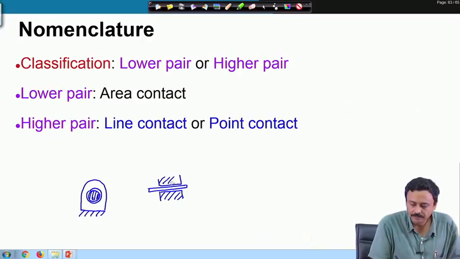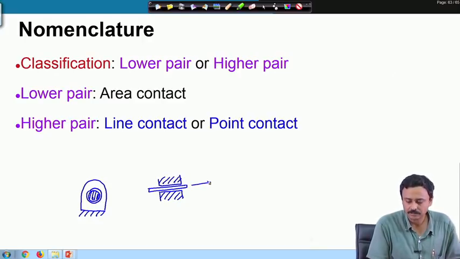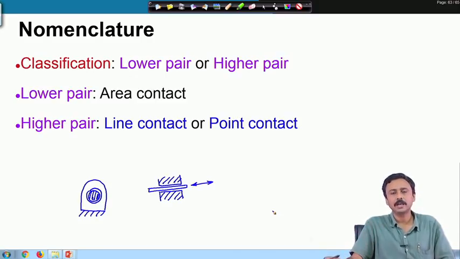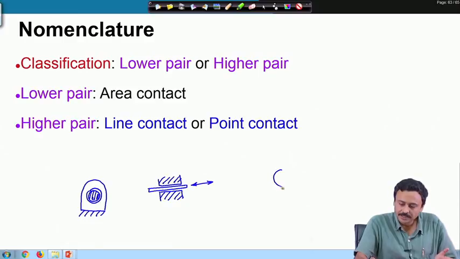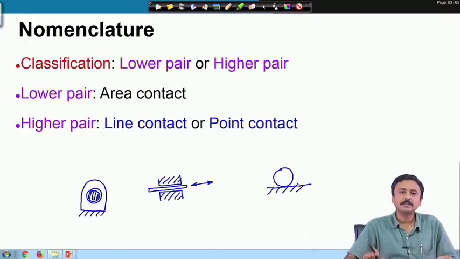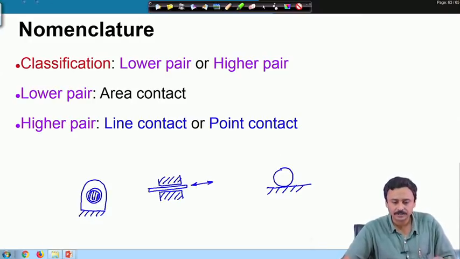Or a guide through which the link slides, that also has area contact. These are lower kinematic pairs. On the other hand, higher pair contacts are like between a cylinder and ground, it is a line contact, or a sphere and the ground, they have point contact. So, these are higher kinematic pairs.